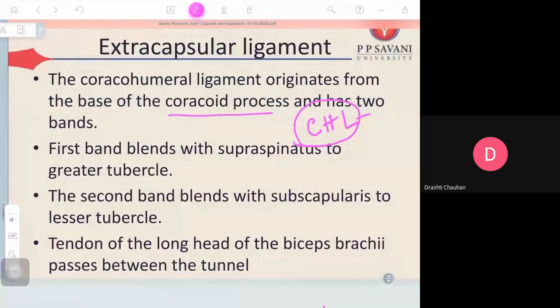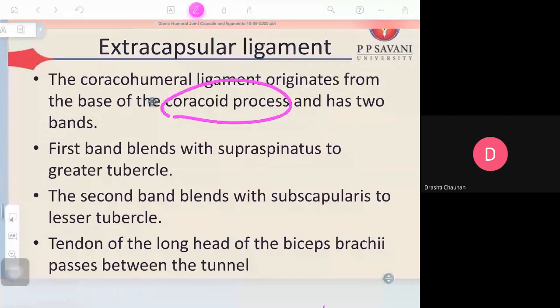See, this is the last slide. The coracohumeral ligament originates from the base of the coracoid process and has two bands. The first band blends with supraspinatus. You know the insertion at the greater tubercle is the supraspinatus muscle. So the first band blends with the supraspinatus muscle and attaches to the greater tubercle. The second band's origin is the same: the base of the coracoid process.